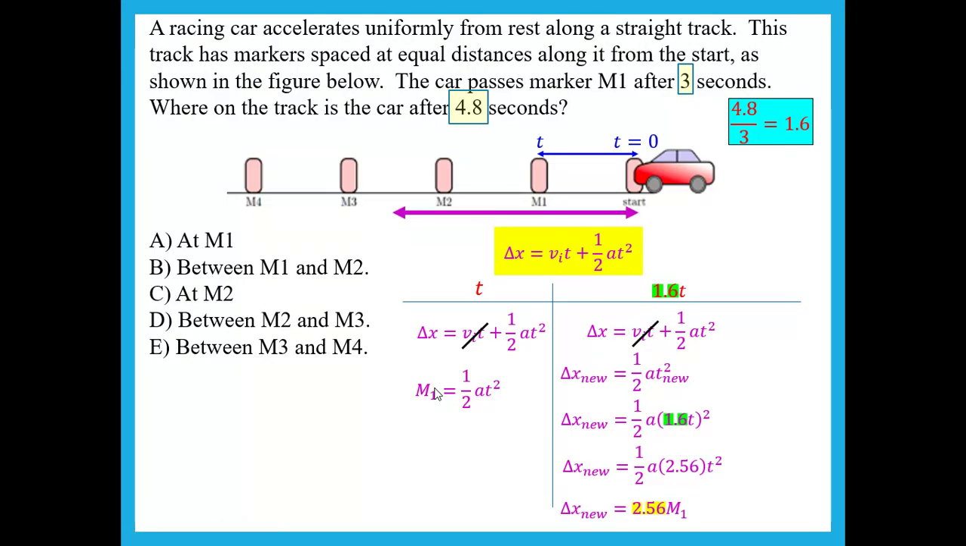So there it is. In 4.8 seconds, how far did it go, right? It went 2.56 times m1. So from my cursor to start is m1, that's 1. And then from here to here, that's another one. That's 2. And then from here to here, that's about half. Okay, it says 2.56. So right about here is where the car will be. So the answer for this one is going to be between M2 and M3.